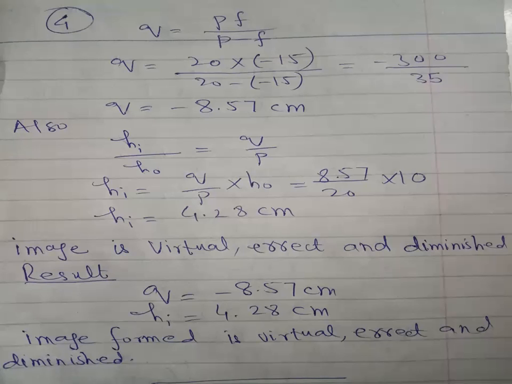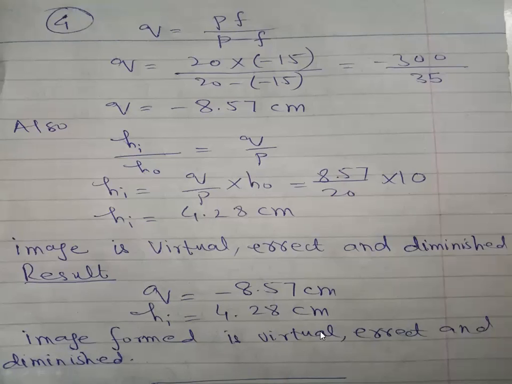So in this numerical, I found Q is minus 8.57, and the negative sign shows this is a virtual image. It is a diminished image because the value of Q is less than the value of P. This is not a magnified image, it is diminished. HI I just found is 4.28 centimeters.